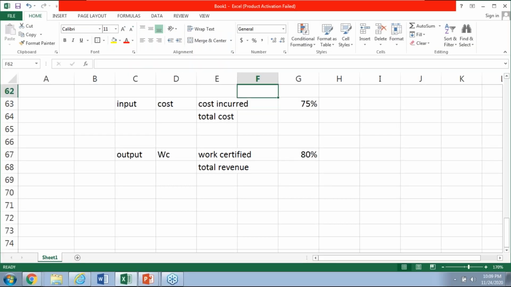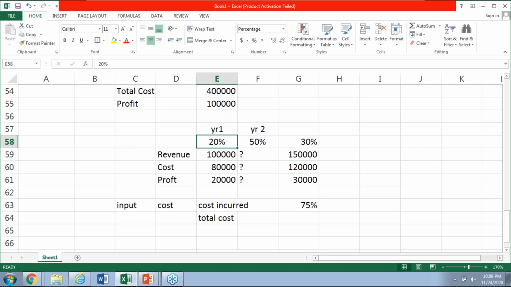So when we are following the cost incurred approach, we can book a revenue of 375,000, cost of 300,000, and 75,000 profit. But assuming the percentage is 80%, then the revenue will be 400,000, the cost will be 320,000, and the profit will be 80,000. Please check your answers.